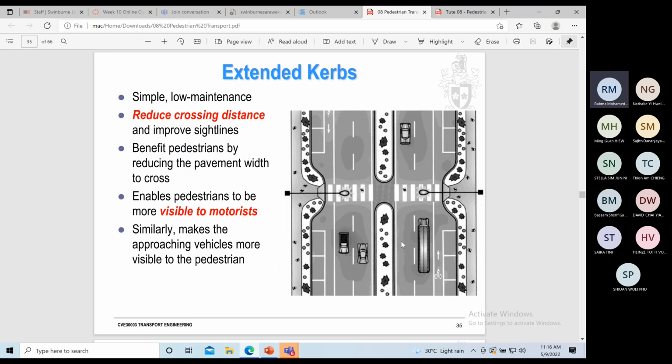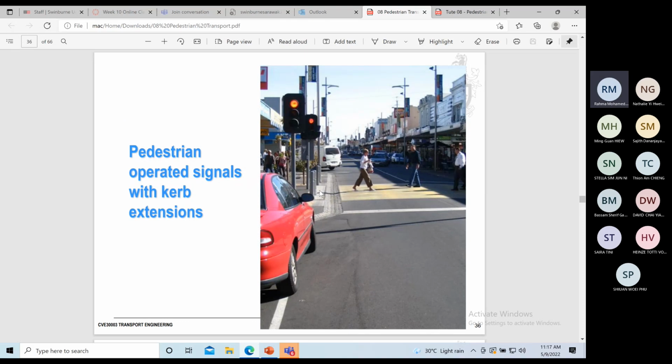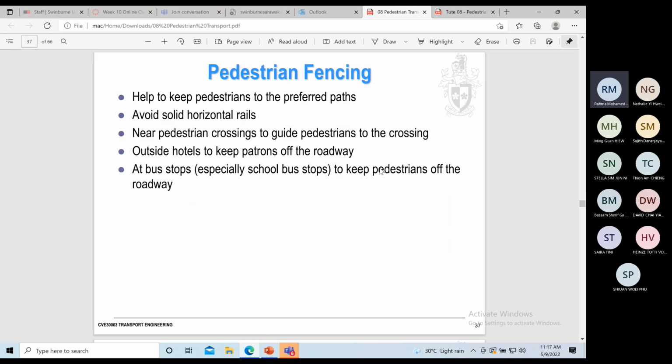Then we have extended curbs. As the name suggests, part of the curb is extended into the traffic lane so that vehicles can see the pedestrian easily and the pedestrian can see the incoming vehicle easily. It can also reduce the crossing distance and make pedestrians more visible to motorists. This is an example of an extended curb. Part of the curb has been extended towards the traffic lane. So when a vehicle comes, the driver can easily see pedestrians crossing, so they reduce speed and stop.